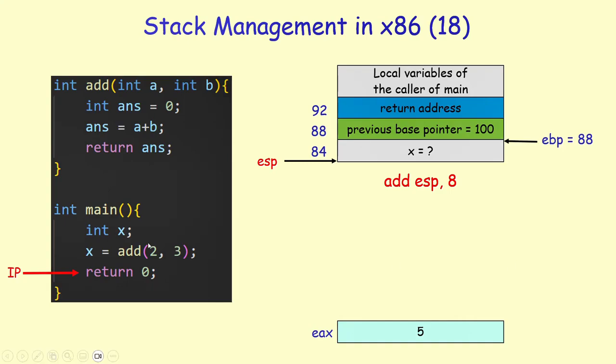All right, now that we are back in the main function and we have removed the arguments from the stack using add ESP, 8, we still have to copy the return value into x, which is the local variable in main. Remember, the return value is stored in the accumulator, the EAX register in x86. So we now have to copy the value that's stored in EAX back into x.